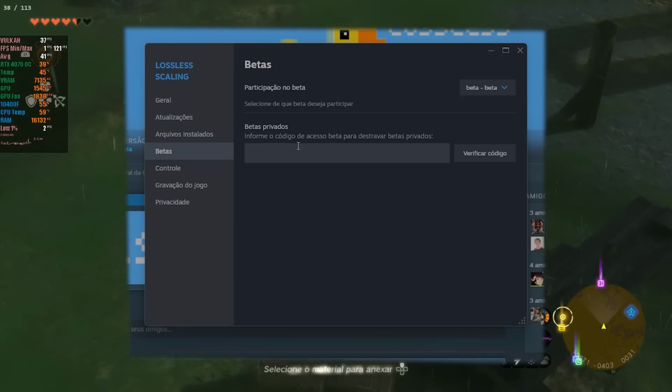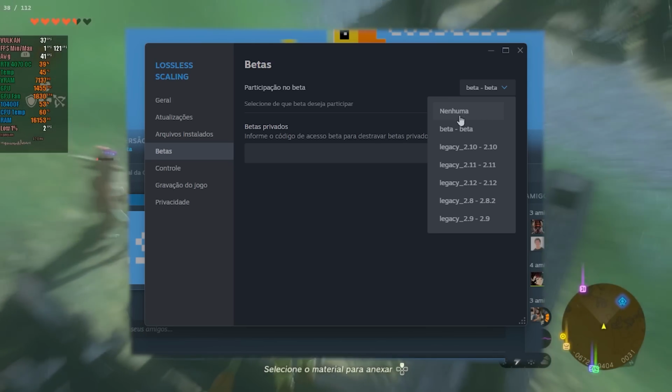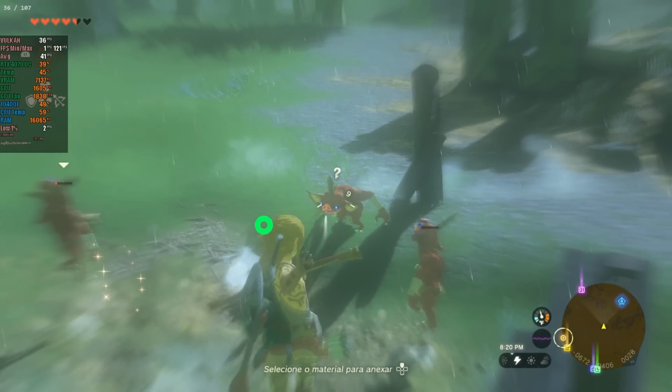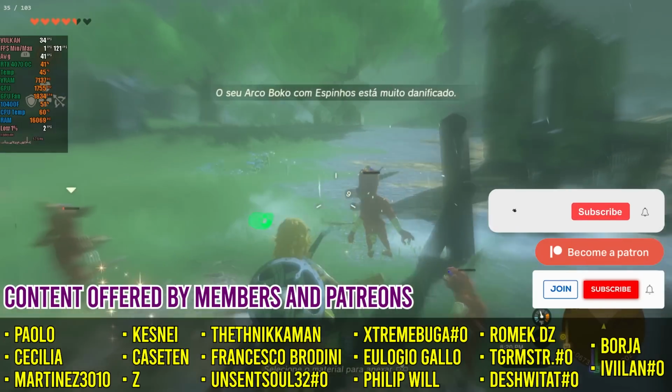To install the new version of lossless scaling, simply opt for the beta version on Steam. As usual, I tested the software with emulators that were underperforming and I'm here to share the results with you.